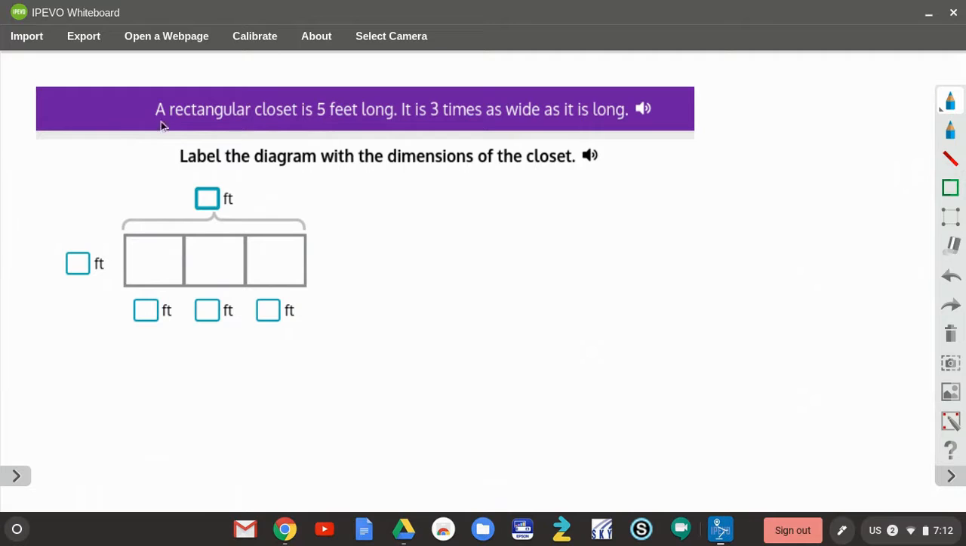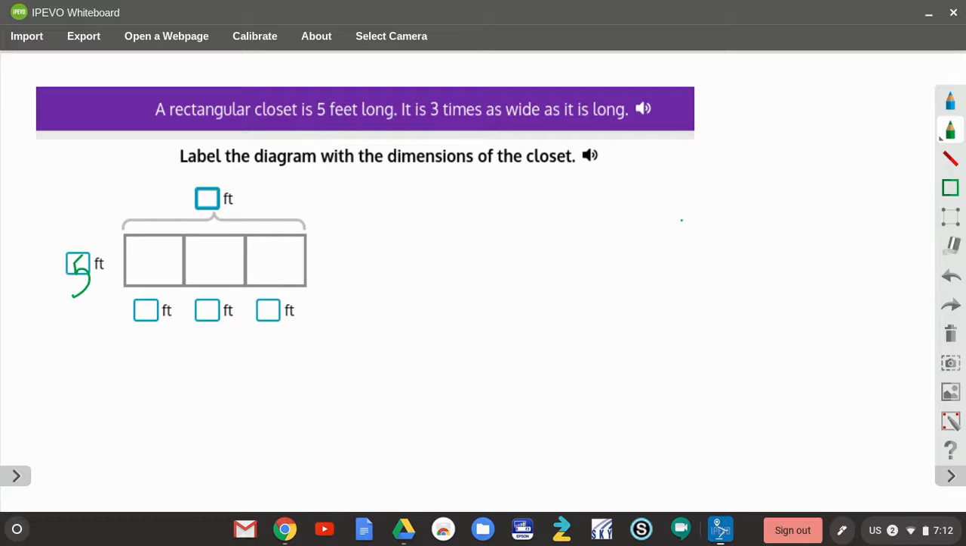It says a rectangular closet is 5 feet long. It is 3 times as long as it is wide. So in this case, we just need to start off labeling. It's 5 feet long, 5. And then it says it's 3 times as long as it is wide.